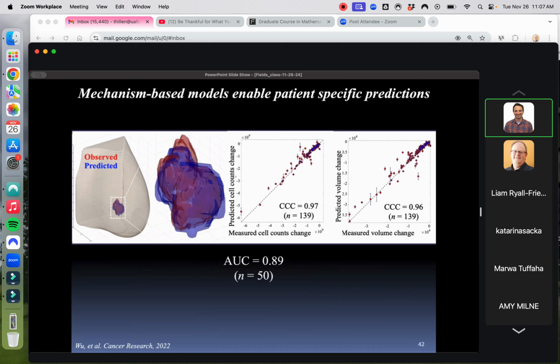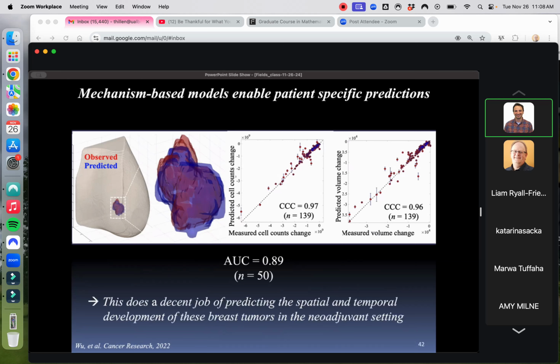So now you have stuff that's readily interpretable and that you can sink your teeth into, so that if you have confidence in its prediction, you can go on the computer and try different therapeutic regimens to see how you can do better or worse than what the patient actually received, and maybe that will guide subsequent clinical trials. We're going to talk about a lot of that on Thursday when we talk about digital twins. So this does a decent job of predicting how these breast tumors are changing in space and time, at least in this pre-surgical neoadjuvant setting.